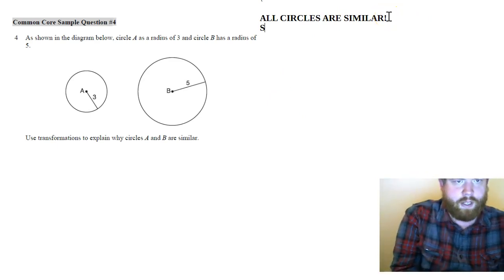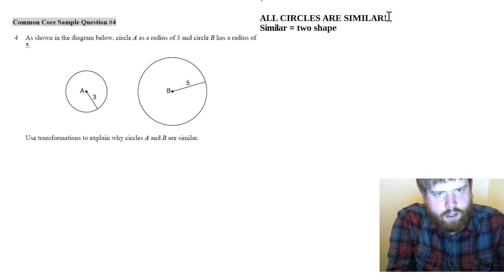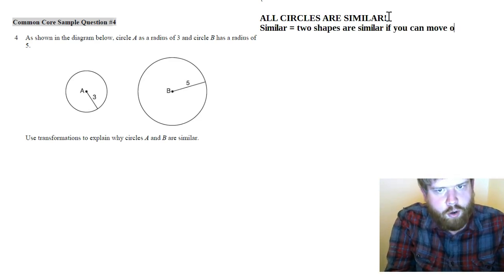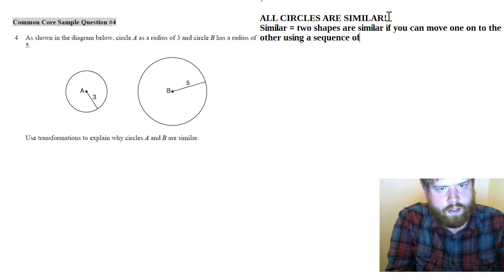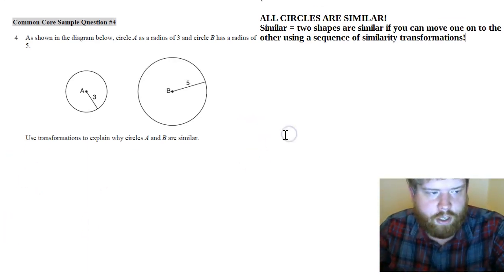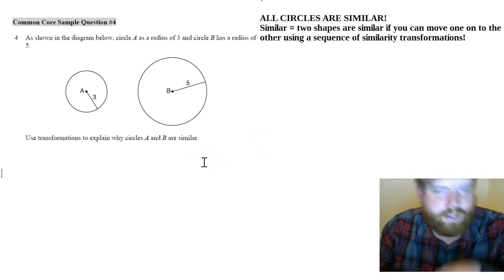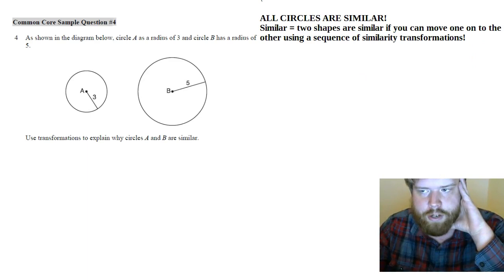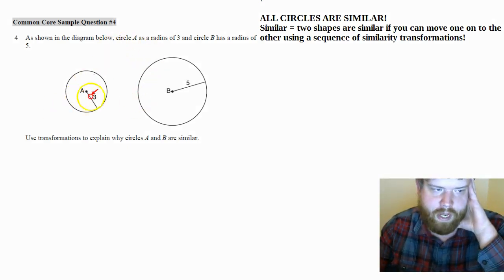But remember, two shapes are similar if you can move one onto the other using a sequence of similarity transformations. So what this question is asking us to do is to describe a sequence of similarity transformations that is going to move circle A onto circle B.